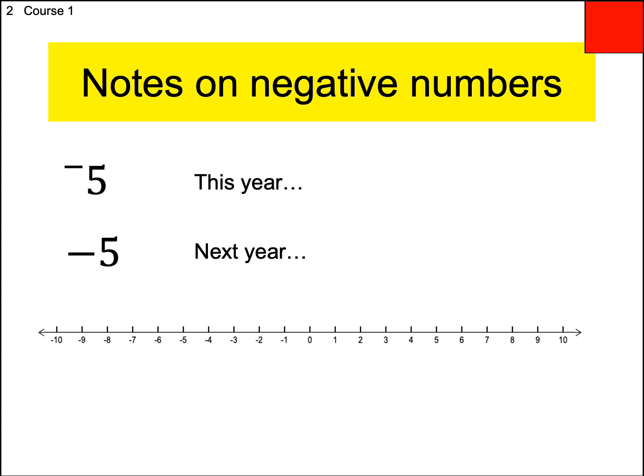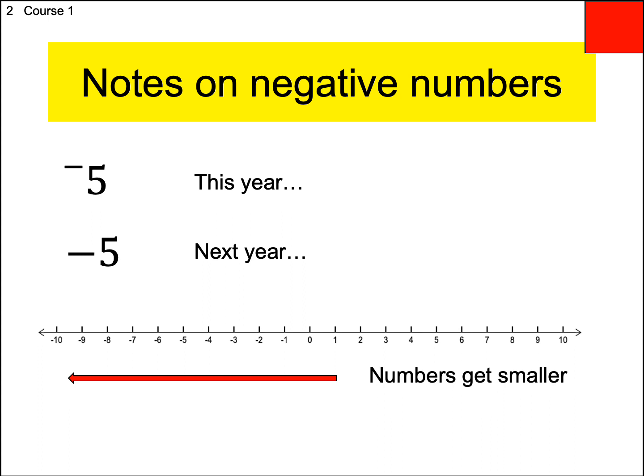But what I do want you to get hung up on is the fact that numbers get smaller as you go from right to left. So why is that a big deal? Well, look at the numbers. If we look at just the positive numbers, 10 is bigger than 5 because it's to the right of 5. But if we go to the negative numbers, negative 10 is not bigger than negative 5. Negative 10 is actually smaller than negative 5.